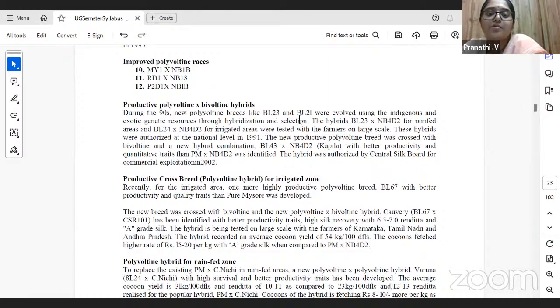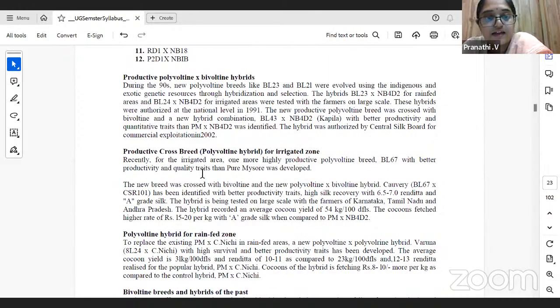So you have breeds like BL23, BL21 that got evolved, and then again in different areas. So you have BL43 and B4D2, that is your Kapila, with better productivity and quantitative traits than compared to your PM into NB4D2. They were identified, and all of this was authorized by your Central Silk Board for commercial exploitation in the year 2002.